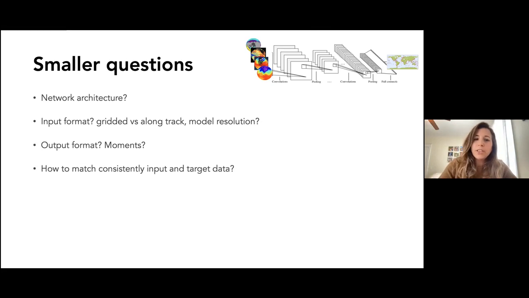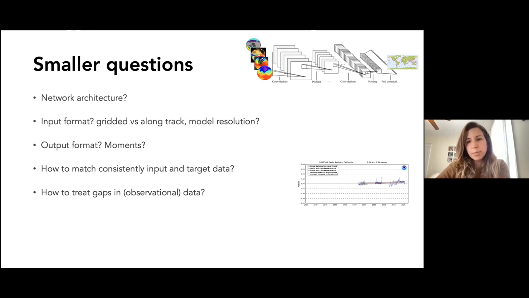We need to match consistently between the inputs and target data, so they need to overlap in time, especially if they're gridded in some way. So that's also going to be a bit of a struggle. Then there's how to treat gaps in observational data. Just a reminder, this is what the Santa Barbara tide gauge looks like. So I don't even know how to approach this at this point.